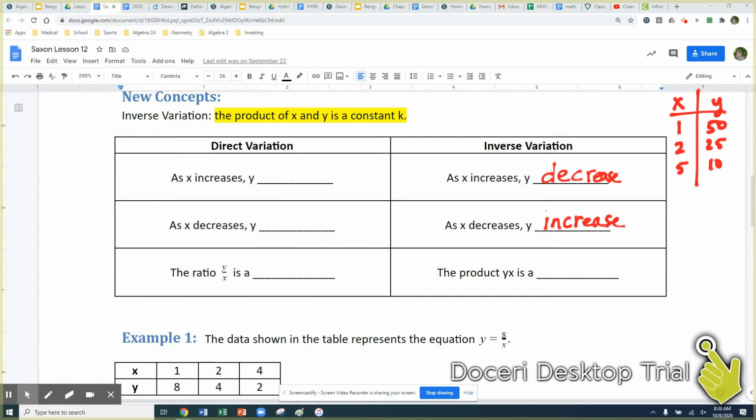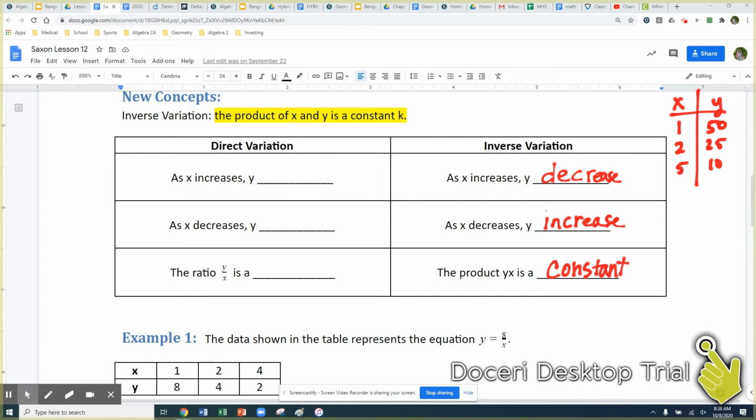50 times 1 is 50. 25 times 2 is 50. 10 times 5 is 50. Because how long did the basket weaving take every time? 50 total person hours. So that's going to give us a constant value. The product of Y and X is always going to be a constant.